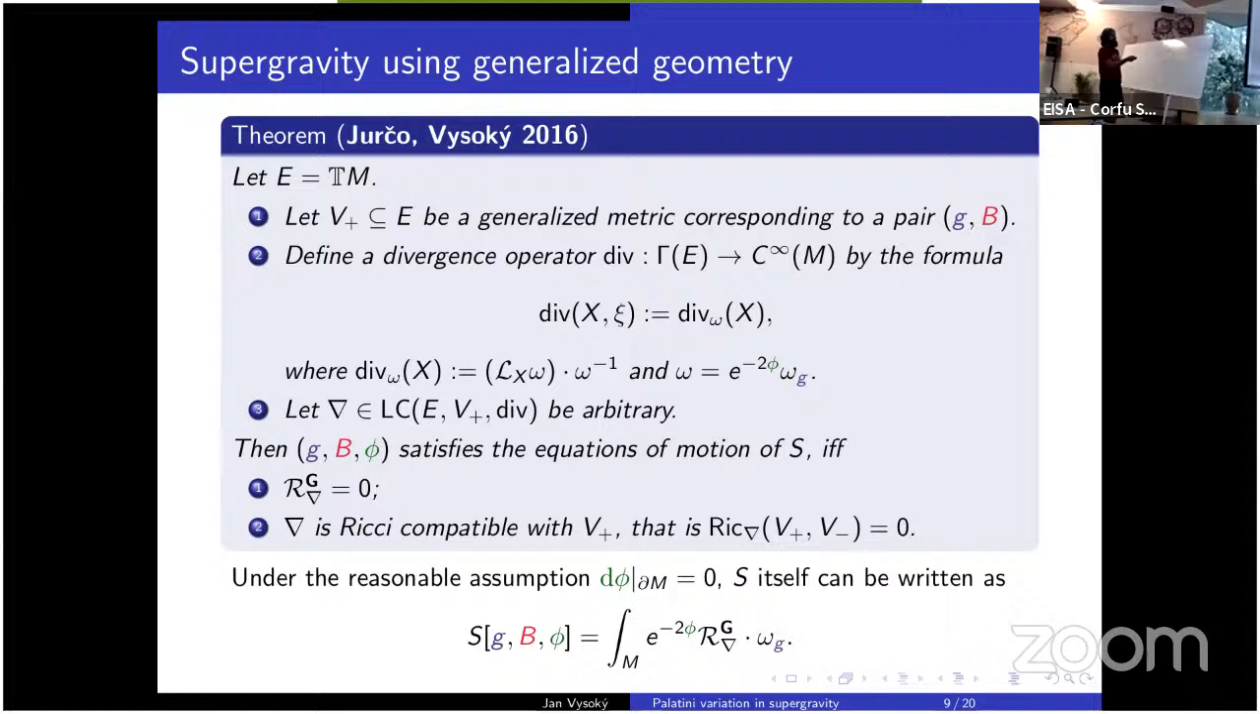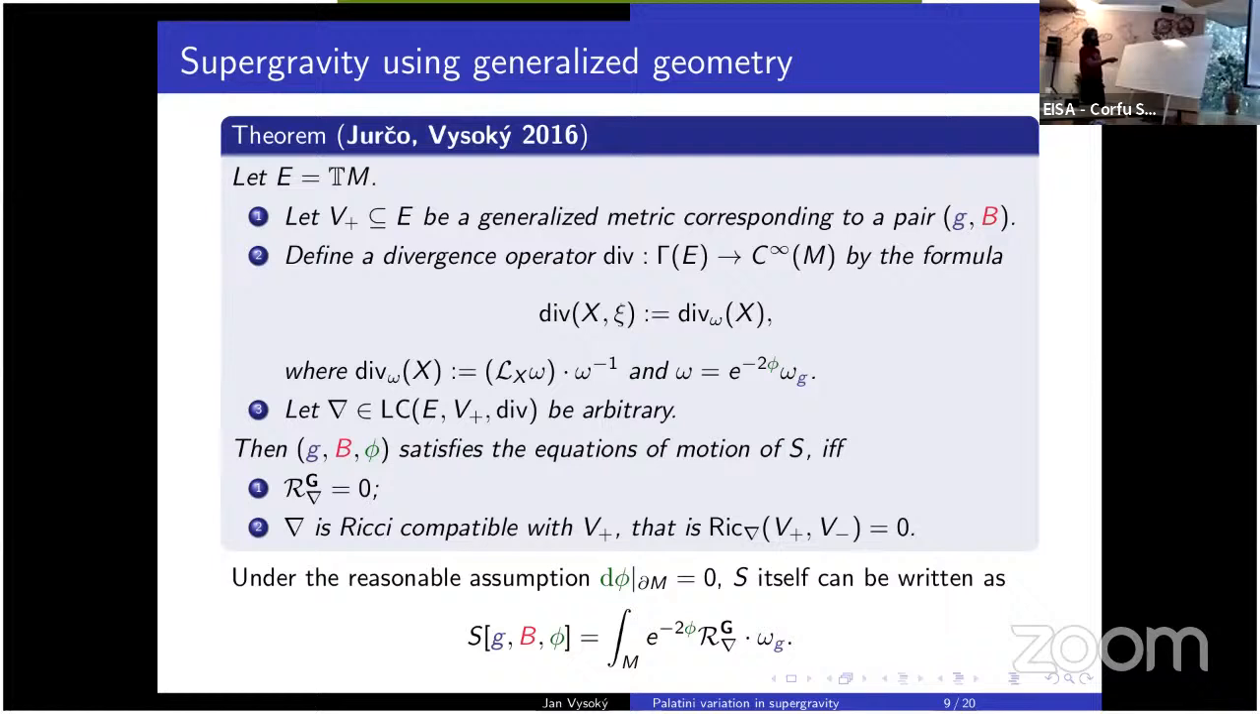And this is how the dilaton gets into the picture. So the dilaton gets into the picture through the divergence of the connection. And then you assume that nabla is the Levi-Civita connection on E with respect to V plus with this particular divergence. And then the theorem is, so these are setting up the geometry, and the theorem is that this triple G_B and phi satisfies the equations of motion of supergravity if and only if the scalar curvature, where you take the trace using this capital G, which corresponds to the generalized metric, is zero.